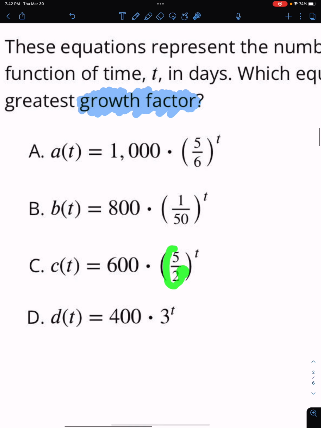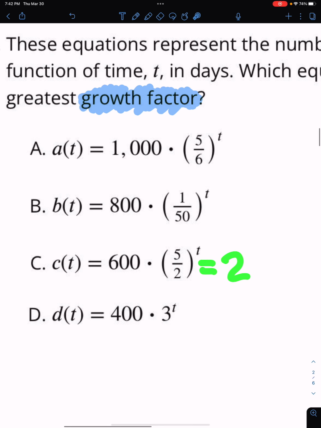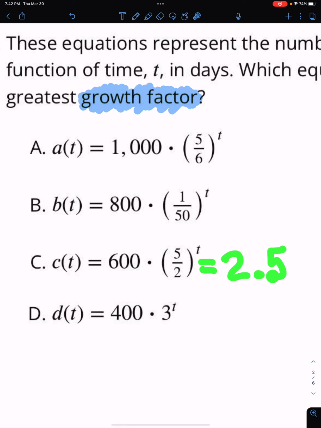This one down here, 5/2. Just think of what's 5 divided by 2. Half of 5 is 2.5. And this one's 3. So this is less than 1. This is a tiny little thing right here, 1/50th. This is 2.5, and this is 3. 3 is our winner chicken dinner.